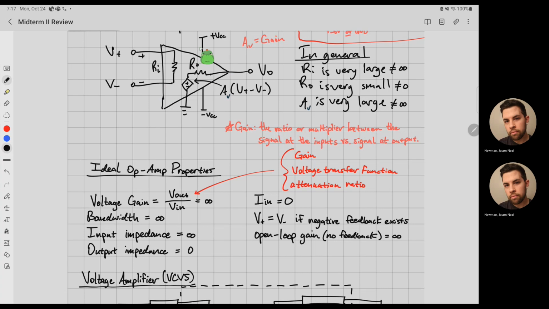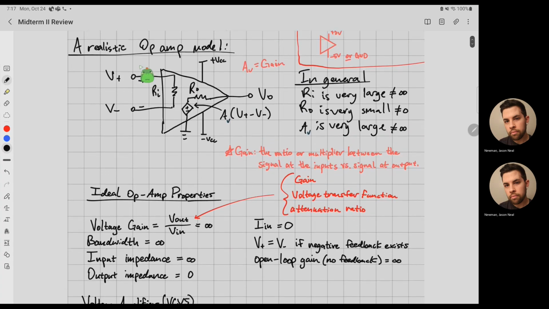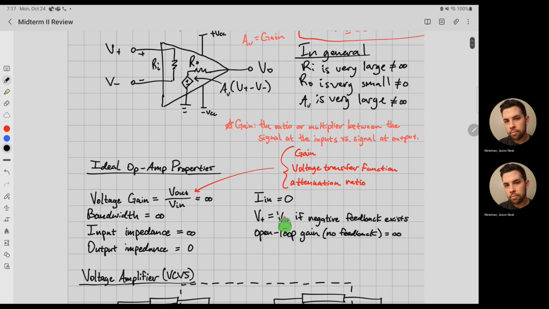I'm just using this diagram for instructive purposes. I'm not talking about a realistic op amp. I'm talking about an ideal op amp. I'm just using this diagram to show you. So the positive voltage here will equal the negative voltage here if negative feedback exists. And I'll go into what that means in a second.